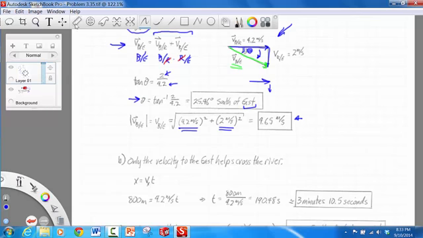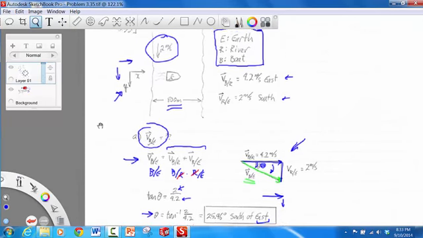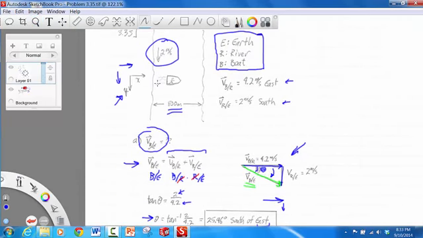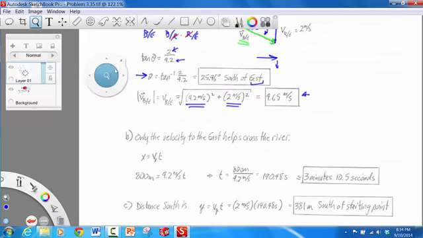And the thing to notice here is, yeah, this thing is drifting downstream, but only the velocity that's in this direction helps it get across the river. It could go downstream for miles, and it's not going to change. It's only the velocity in this direction that helps it get across the river. And so it's only this velocity, that 4.2 meters per second, that it's actually moving it across the river. So I'm going to use that and say, okay, look, only the velocity to the east helps cross the river.